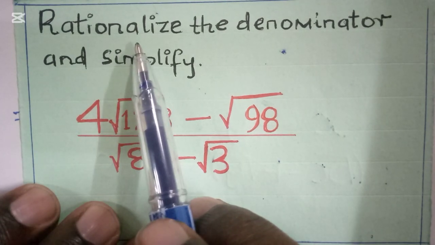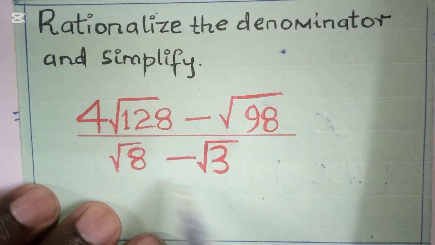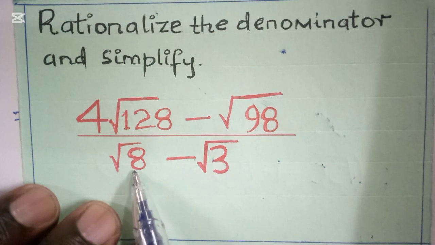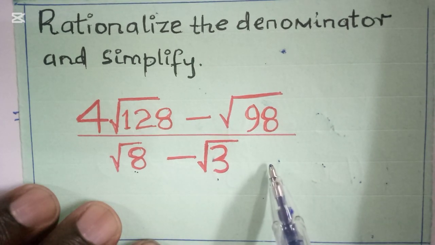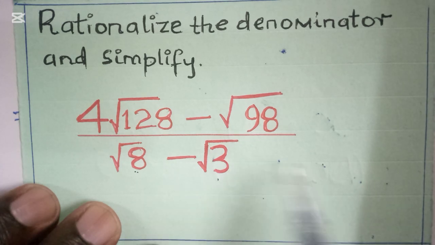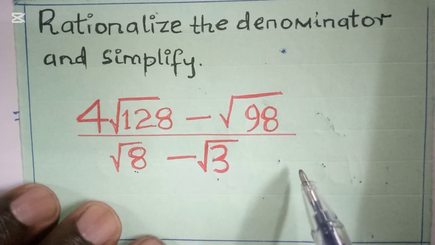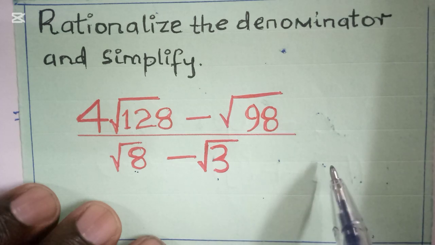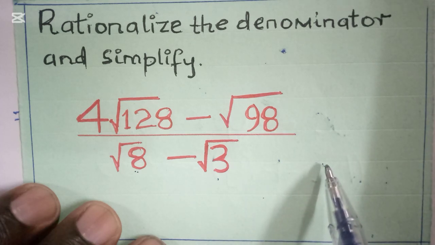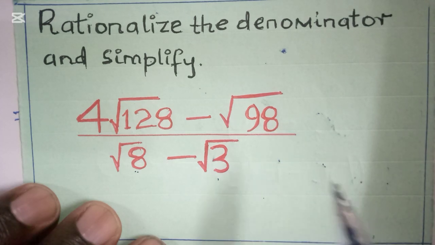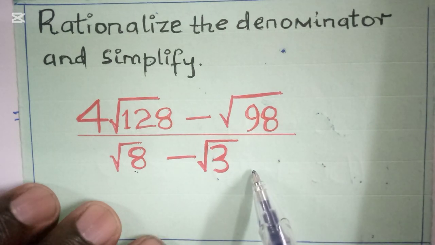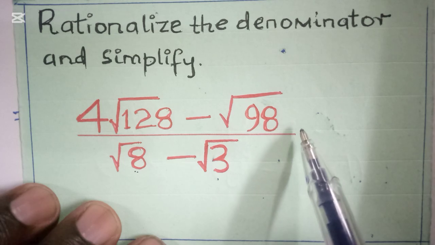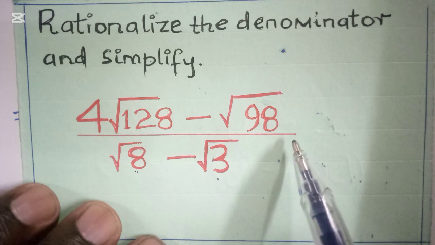The first thing we are going to do is to rationalize the denominator. And how do we do that? We multiply this denominator by its conjugate, so that when we multiply them together, they will produce a rational number. But when we do that, we shall change the whole equation. And so therefore, we have to multiply both the denominator and the numerator. And so therefore, let's start.